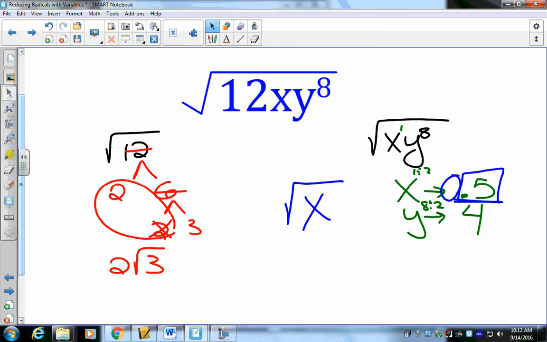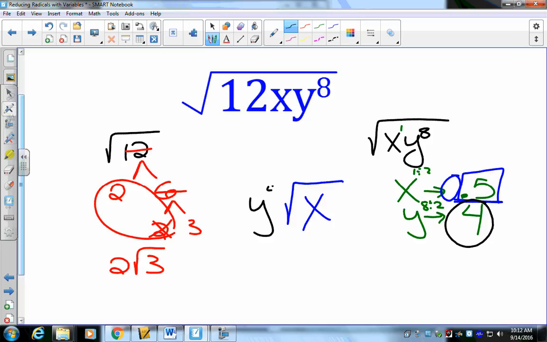Now, when I look at my y's, here's my whole number right here. It's a 4. That's telling me I made 4 pairs of y. So that's going to the outside of my radical, and that's a y to the 4th. So whatever this whole number is, becomes the exponent. Now, do I have any remainders? Do I have a 0.5 left over? No. So that means there is no y left under the radical.